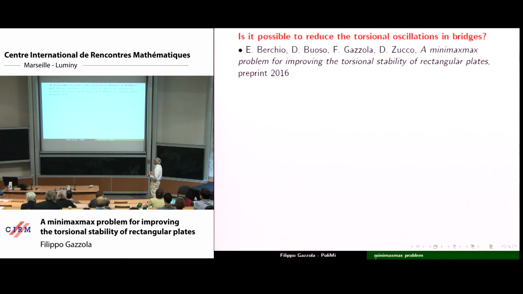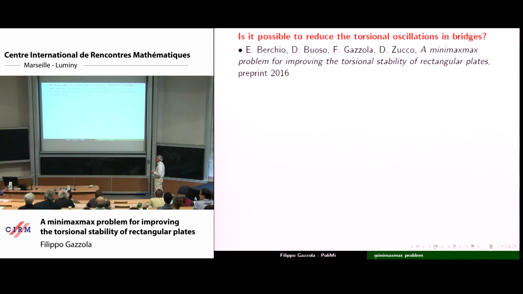And we addressed this question together with Elvise Berchio, Davide Buoso, and Davide Zucco. He's also here. Well, this is a quite lengthy paper, and as you see, it gave the name to this talk, the challenging name that Nicola didn't like.